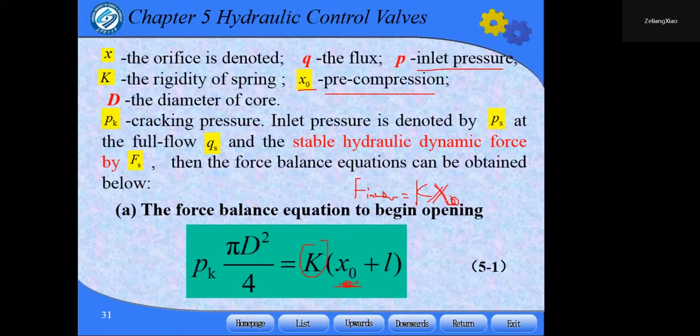And this force is balanced with the force that can drive the core to go back to the initial position. Here you can see B is the diameter of the core, so this is the area on which the pressure acts. K is the cracking pressure, and the inlet pressure is denoted by P, with a flow Q, and the stable hydraulic dynamic force.